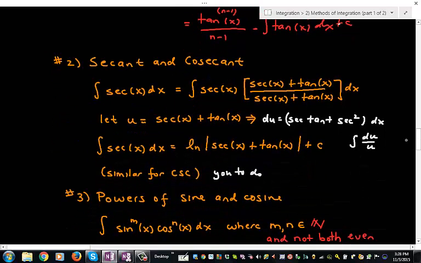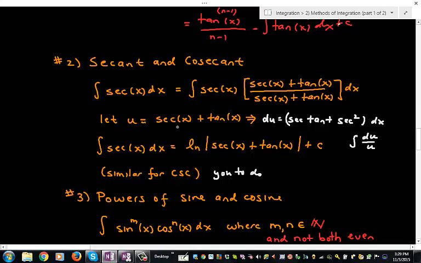Now here's a case where we use change of variables, but it's not obvious. Suppose I want to integrate secant x. Well, that ends up being 1 over cosine x. And it's not obvious how to make a change of variables. And that's because there's a trick that we have to do. We have to multiply the integrand by secant x plus tan x over itself.